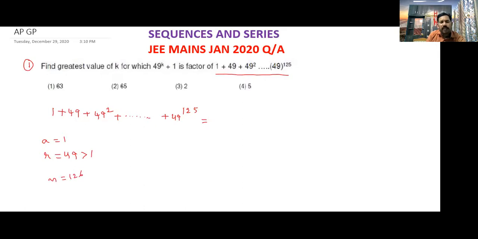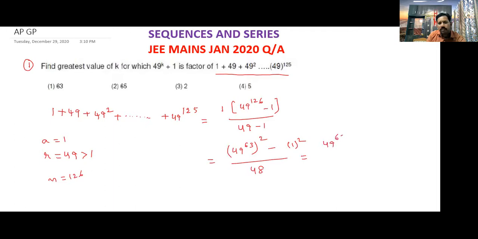Apply the formula a into R power n minus 1 divided by R minus 1. In the numerator, observe that 49 power 126, so I am going to write (49 power 63) whole square minus 1 square, divided by 48. So this we can write as (49 power 63 plus 1) into (49 power 63 minus 1), divided by 48.